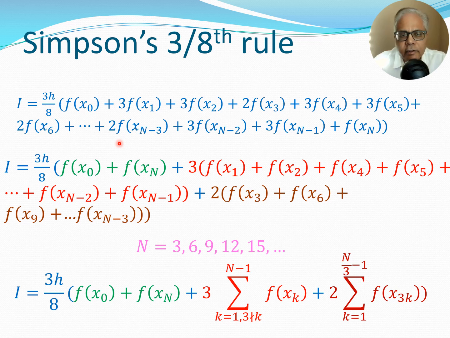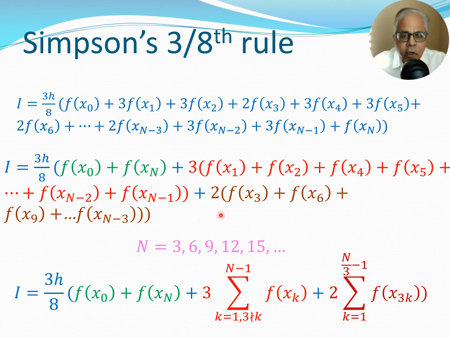So what I have now done here is that I have written the same expression out, and then I have taken the terms which have the coefficient of 3, the coefficient of 2, and I have separated them out using different colors. So of course we have the terms f(x0) and f(xn). These have coefficient of 1. Then we have all these terms involving f(x1), f(x2), f(x4), f(x5) to f(xn minus 1). These have the coefficient 3.